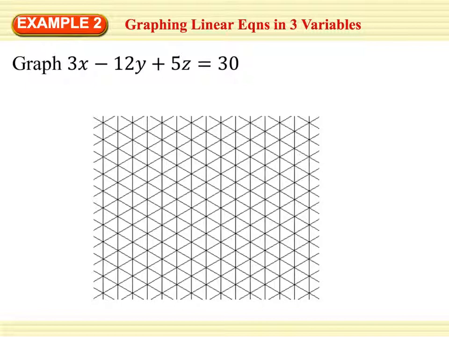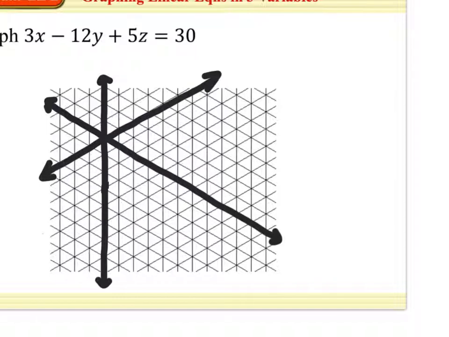What this does is allow us to graph something like example 2, where it says graph 3x minus 12y plus 5z equals 30. Now the easiest way to do this is going to be to find your x, y, and z intercepts and then plot those points accordingly. So, in order to find the x-intercept, I know that y and z are always 0 on the x-intercept.